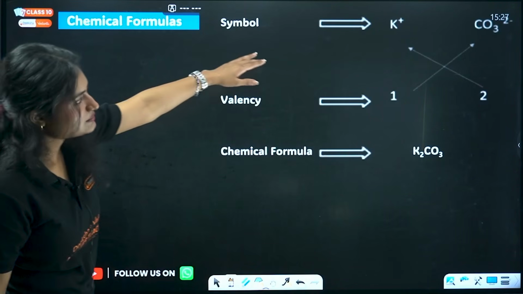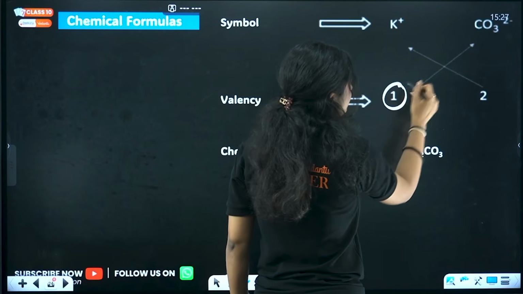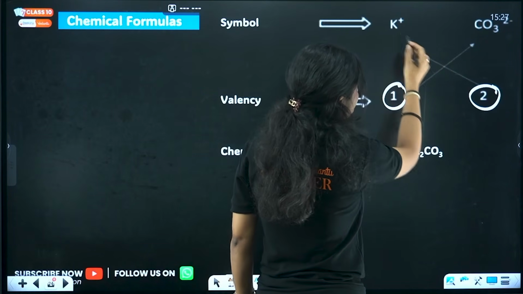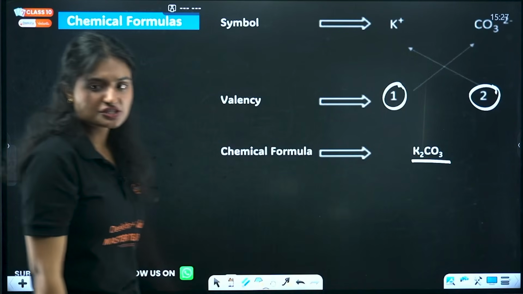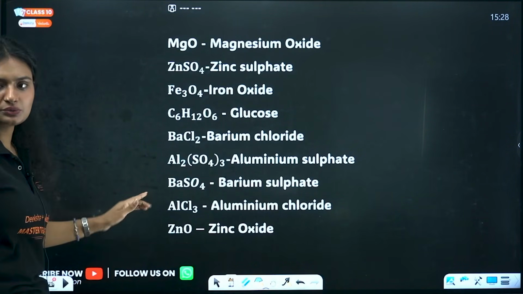Next, similarly, here we have K positive and CO3 2 negative. K has a valency of 1, CO3 2 negative has a valency of 2, so you get K2CO3, potassium carbonate. Okay, now you have all these formulas, go through them once.